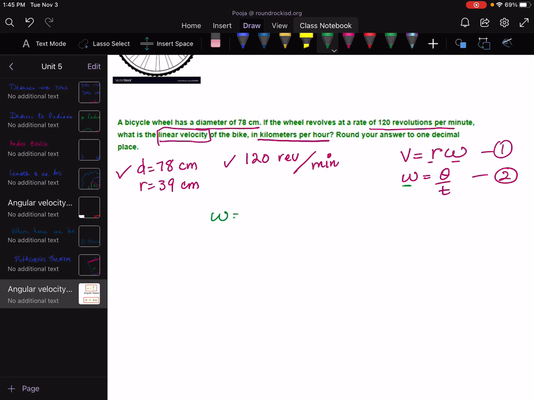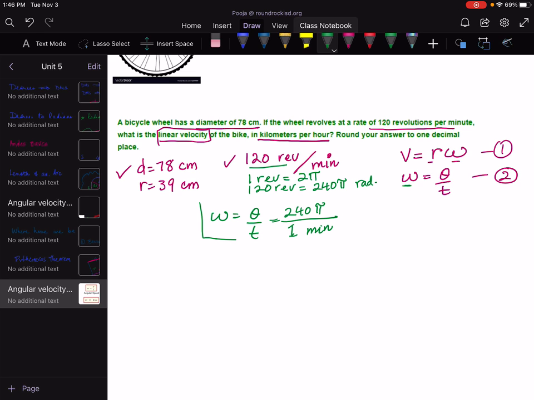Now, angular velocity, just as given up there, is theta over t. So what angle is this wheel making every minute? Use that same information we did earlier. 1 revolution is 2 pi radians. So 120 revolutions would be 120 times 2 pi, which is 240 pi. Does that make sense? That is our theta. It's making this many radians every minute. So instead of theta, I'm going to put in 240 pi. And then time in this one is per minute, so basically 1 minute.